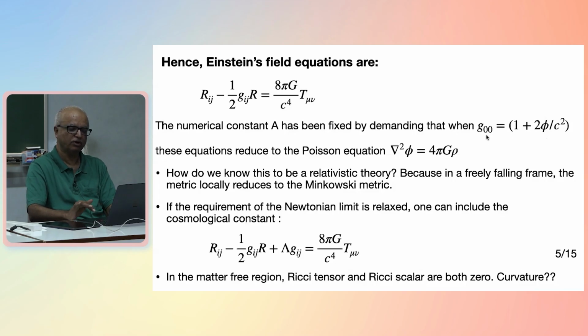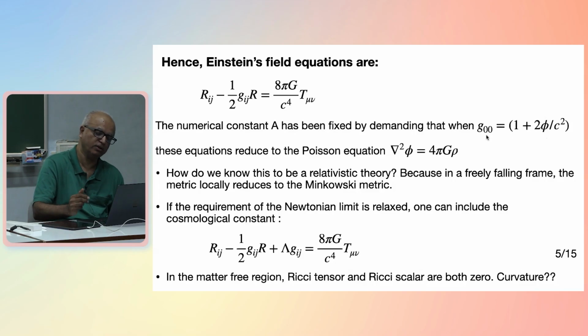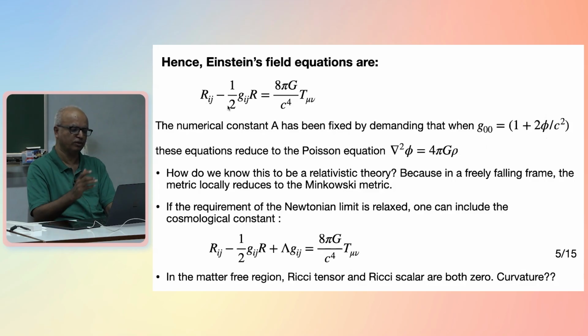If you take G00 like this, put the other components of G to be 0, substitute it on the left hand side. We know these are all functions of the metric. We know how to compute them. So just plug it in. The left hand side will become Laplacian of phi, and right hand side will be just 4 pi rho.